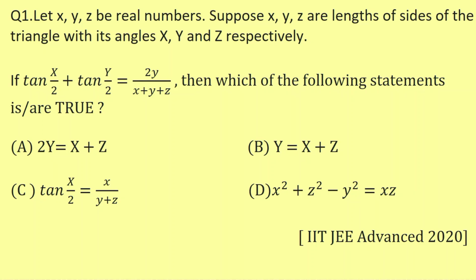Hello students, here is a question from IIT JEE 2020 which says x, y, z are lengths of sides of a triangle and capital X, Y, Z are angles. Tan of X by 2 plus tan of Z by 2 is 2y upon x plus y plus z, as shown. Then which of the following statements are true?